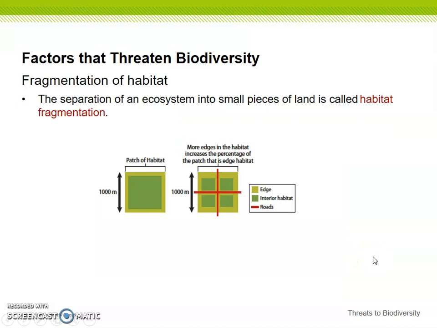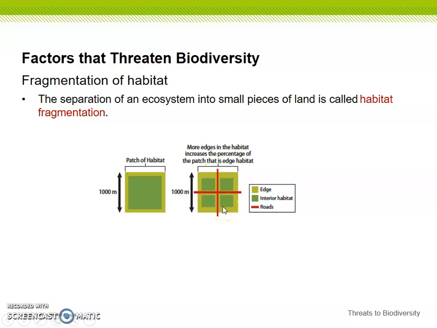Another factor that threatens biodiversity is the fragmentation of a habitat. That is the separation of an ecosystem into small pieces of land. Okay, so we have a piece of land here, nice big piece of land, but we have to build 2 roads through it. So we have increased the amount of edges of that environment. So we now have a lot more edges. We have a road going through the middle.